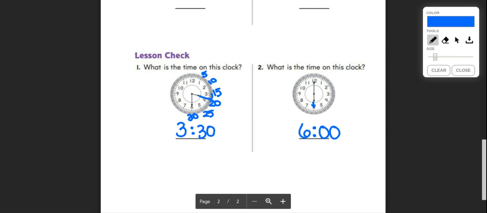So if you're at home, and you have an analog clock, you can practice telling time. If not, you can always refer back to these problems, and you can pause them before I went through them and see if you can figure it out before I did.